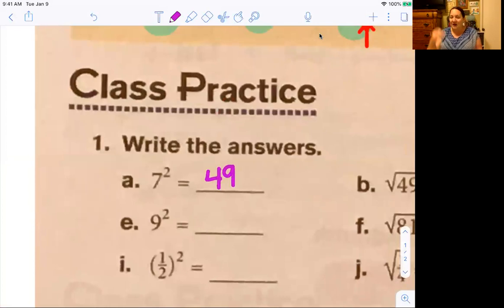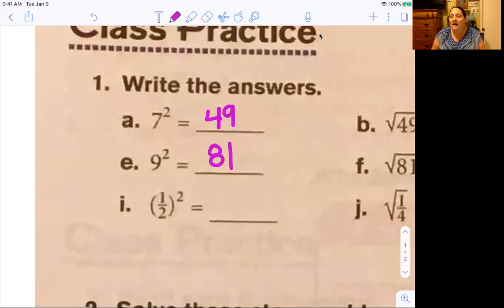How about letter E? We're going to go down. Letter E, 9 squared. Is it 9 times 2 or 9 times 9? It's 9 times 9, which is 81. Okay, what about 1/2 squared? It's 1/2 times itself. 1/2 times 1/2 is 1/4.